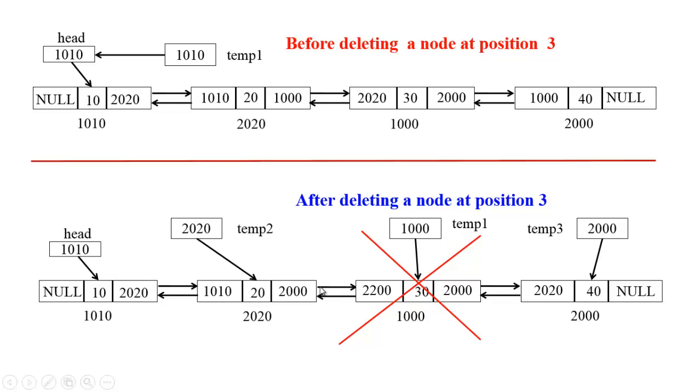I have to terminate this link, that is, second node to third node, and then third node to second node. We have to terminate this link, and then make an adjustment from the second node to the fourth node, and then the fourth node to the second node. These are the exact possibilities. Then only we can delete a certain element from the doubly linked list.